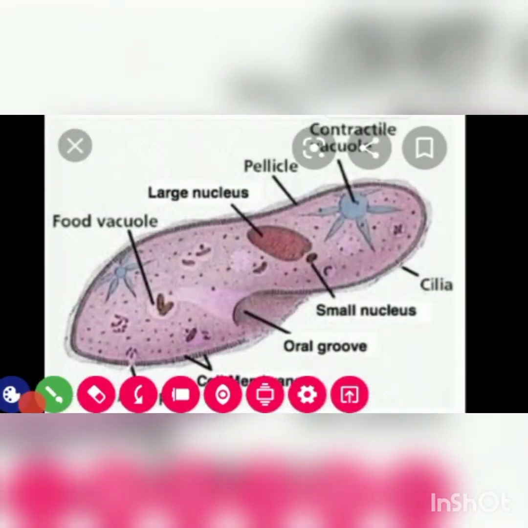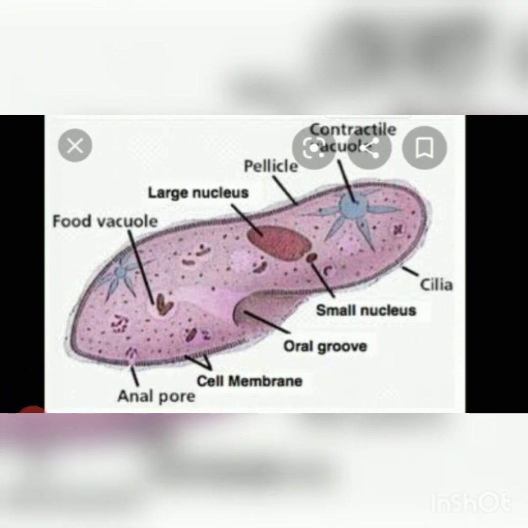Now next, this is Paramecium, and as you know, Paramecium has a specific body shape. And this Paramecium has a specific spot for taking in food.